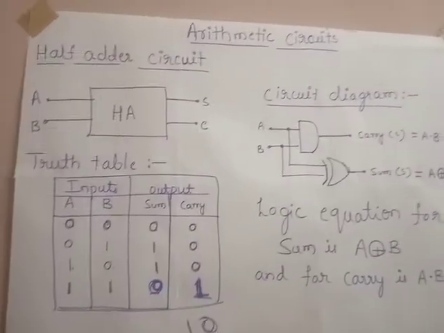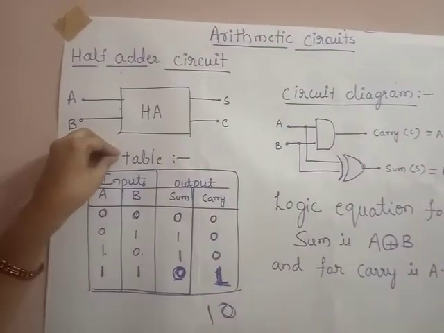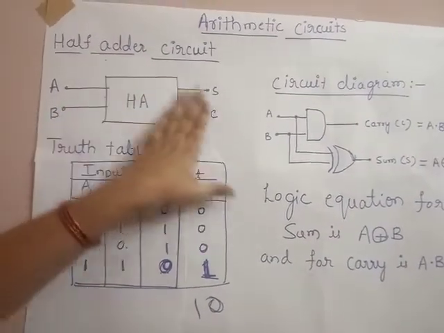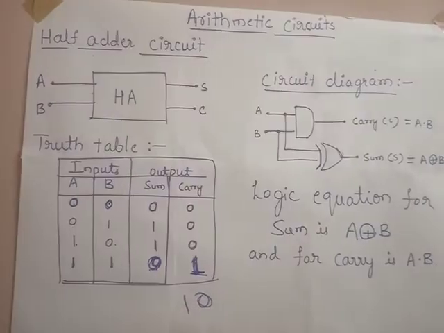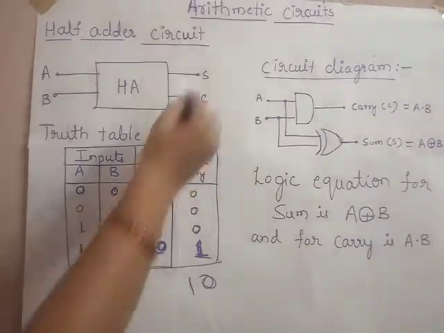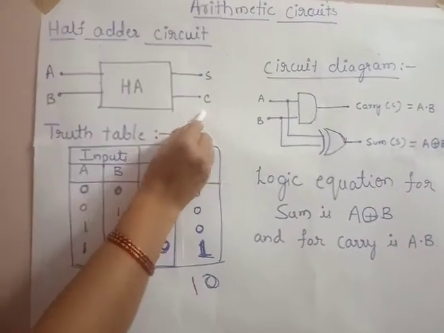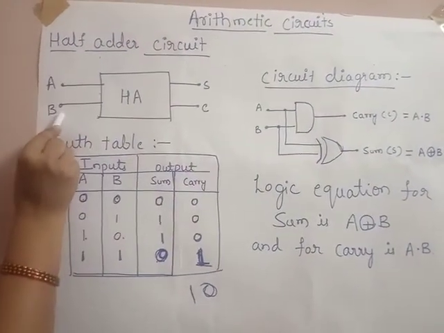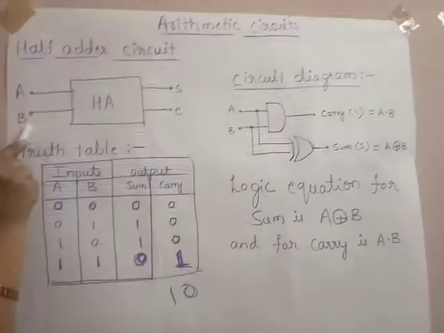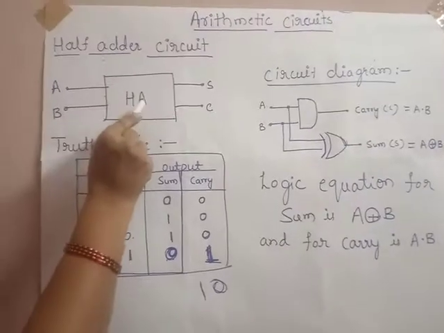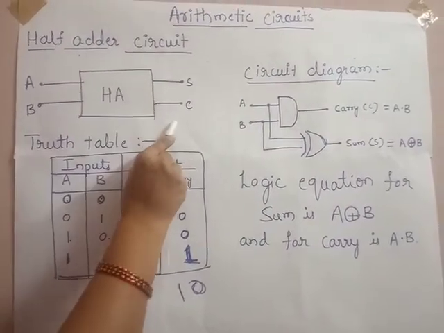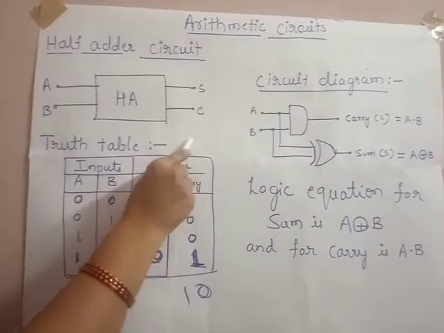In adder circuits we have two types. One is the half adder circuit, another one is the full adder circuit. So today, first we start with the half adder circuit. A half adder circuit adds two binary bits at a time and produces 2-bit output data. A and B are the two inputs which are used to add in the half adder circuit, and this adder circuit produces 2-bit output data. One is sum and another one is carry.